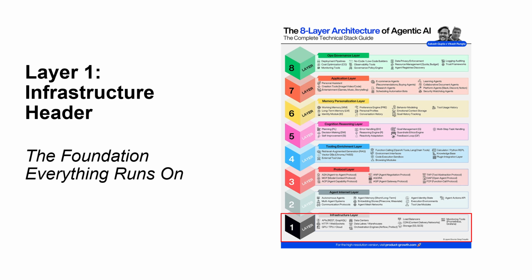Infrastructure is the foundation, comprising cloud services, GPUs, APIs, and databases. It's often overlooked, but if this breaks, the entire AI agent system fails. Remember, AI agents are compute hungry. They trigger far more API calls than traditional applications. Plan for scale from day one.